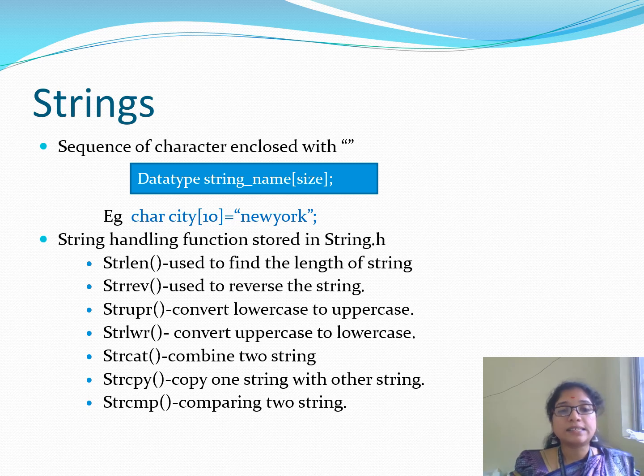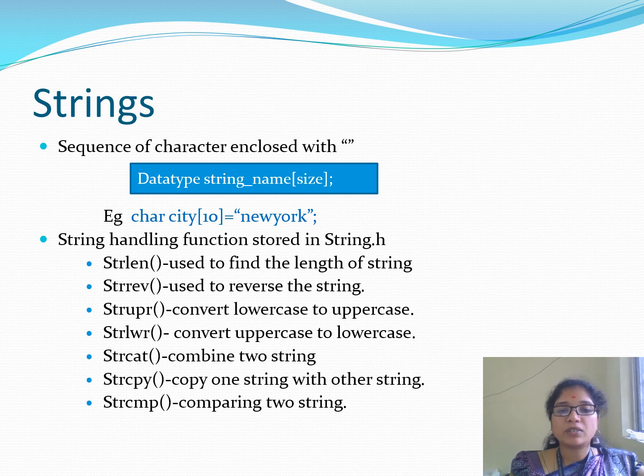The last one is the string. A string is a sequence of characters enclosed within double quotes. The syntax of a string is: data type, string name, and then size. For example, the data type is char, the string name is city, and the size is 10. We assign the string to this string name, so within the double quotes we give New York.